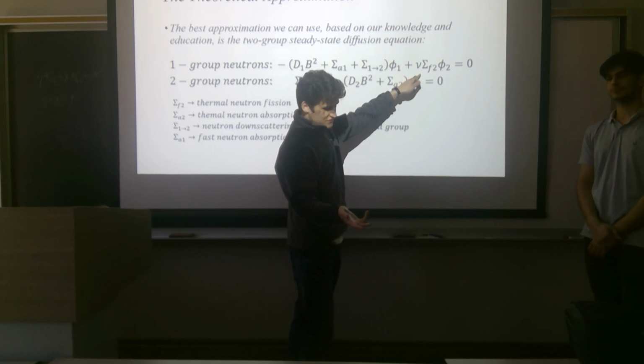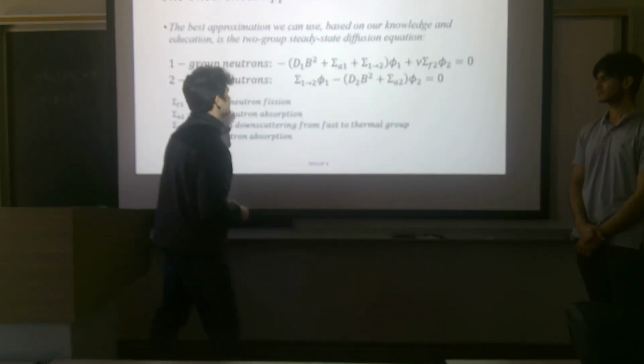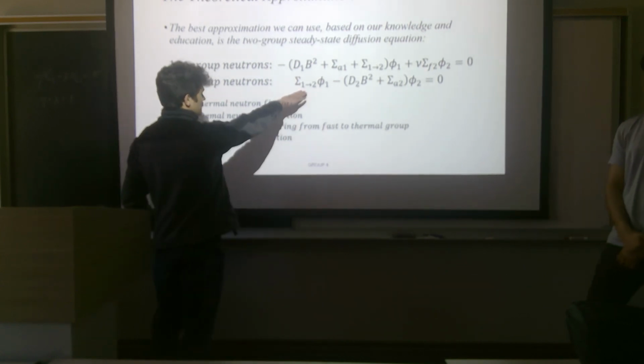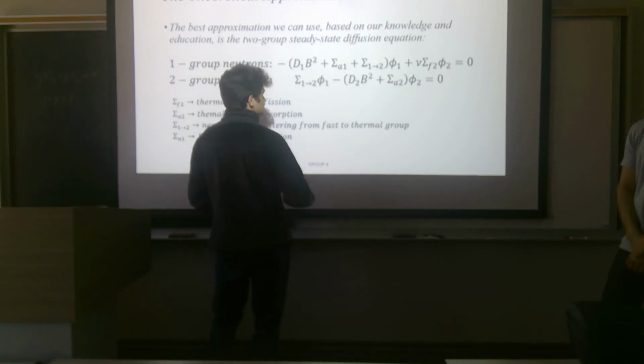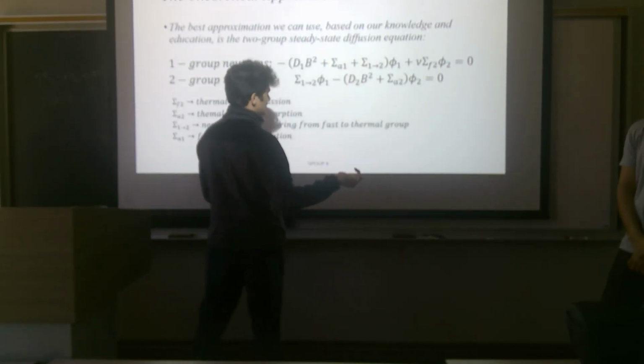The thermal group induces fission, the neutrons are born fast, so they land in the fast group. Whereas in the thermal group, you gain neutrons from the downscattering of the fast neutrons, you lose neutrons from the leakage, and you also lose neutrons from absorption, which is mainly fission and capture.